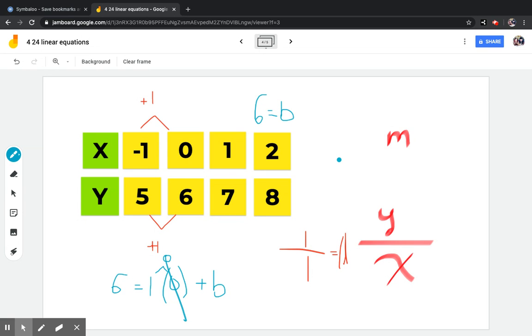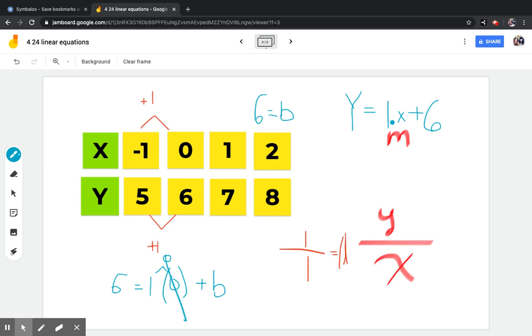So now I know what all of my factors are. I know my y's, I know my x's, I know my b, and I know my m. So now I'm going to rewrite this problem, my y equals mx plus b, in the linear form. Because the y and the x change, I'm going to keep them as just y and x. So I have y equals mx, so m is 1, 1x plus b we found out was 6.